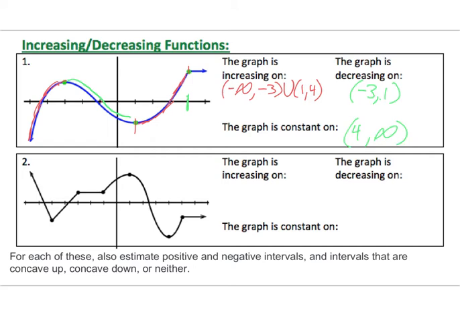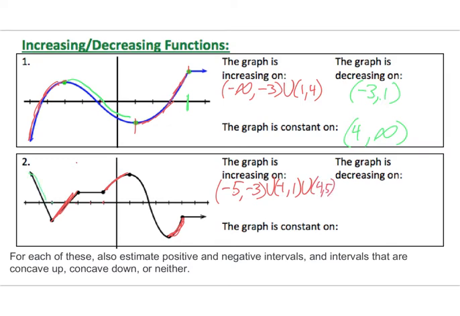For our bottom graph, let's take a look at increasing first. So we're increasing here, we're increasing here, and we're increasing here. Those intervals: from negative 5 to negative 3, in union with negative 1 to positive 1, and also from 4 to 5.